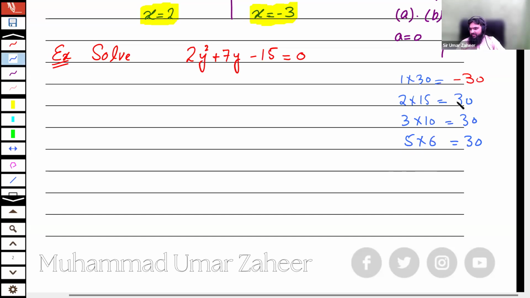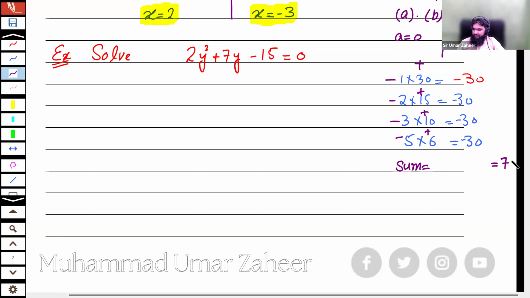Now, we need a negative answer. The negative answer is only possible if one term is positive and one will be negative, because positive multiplied by negative, you will get a negative answer. Look at the middle term. The sign of the middle term is positive. It means that the bigger one has a positive sign and the smaller one has a negative. Now we have to check which are the two values. You will add them and you will get 7.